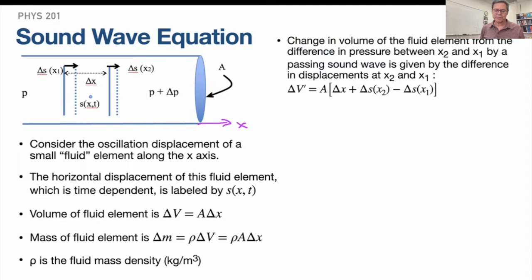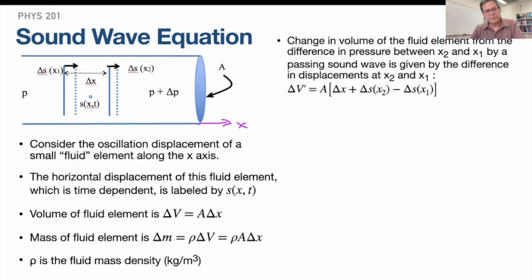All right, so now what's going to happen is if the pressure is different on the left and right side of this element, we're going to have a change in the volume of the fluid element from that difference in pressure, say at position x2 on the right side versus position x1 on the left side. And that pressure difference can be created by a passing sound wave, which we're trying to describe here.